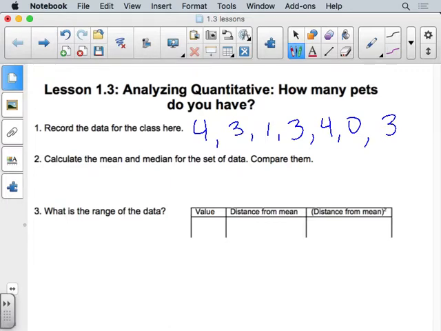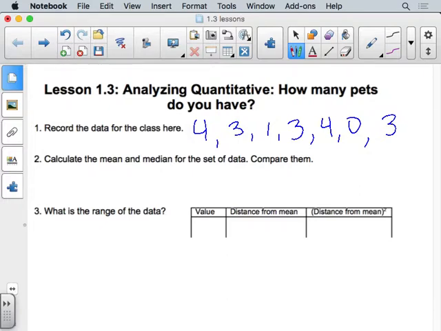Okay. So here's our class data set, and what I did was took a sample of second period statistics. The individuals were students, the variable was how many pets do you have, and the variable is quantitative because it's numerical data. So we're going from there.